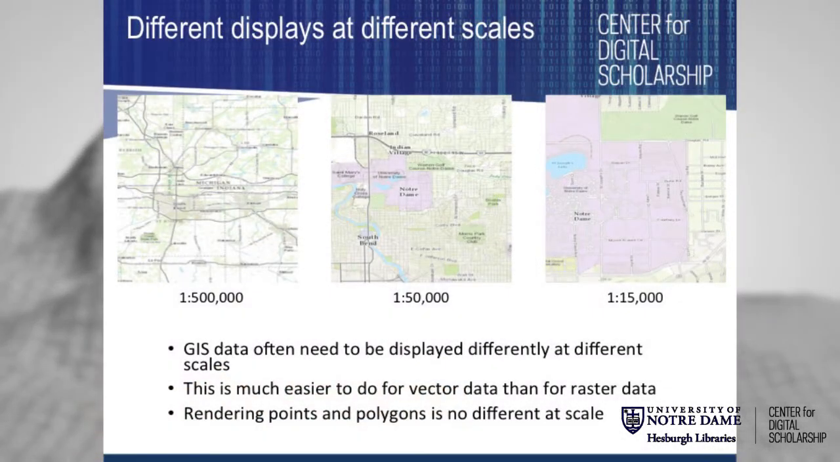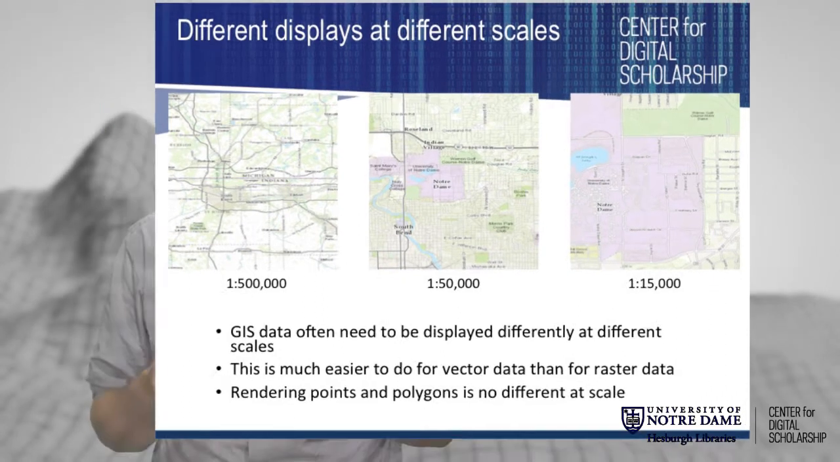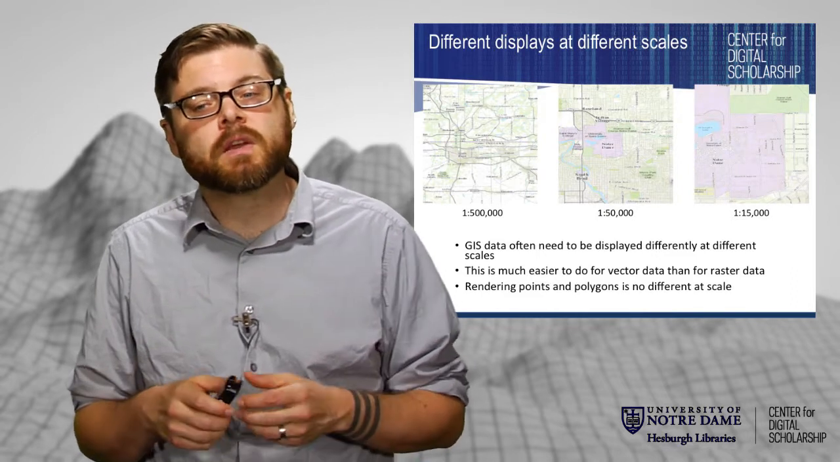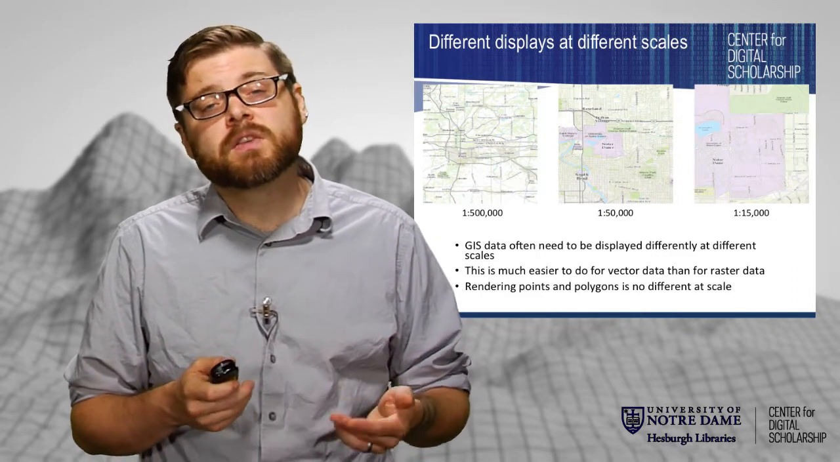Now, one thing that's very important in GIS, particularly in web GIS and in systems where we're rendering lots and lots of data all at the same time, is to be able to display things at different scales. And one of the advantages of the vector data model is this is easier to do with vector data. We can simply say, if you're zoomed out really far, don't display all of the points, or don't display things if you're zoomed in past a certain scale.